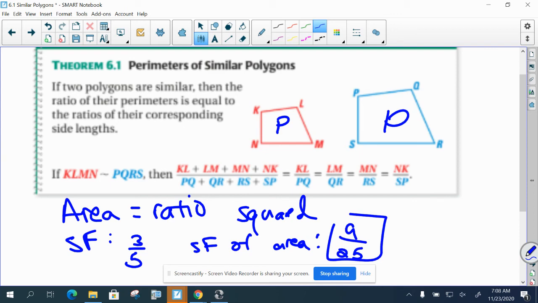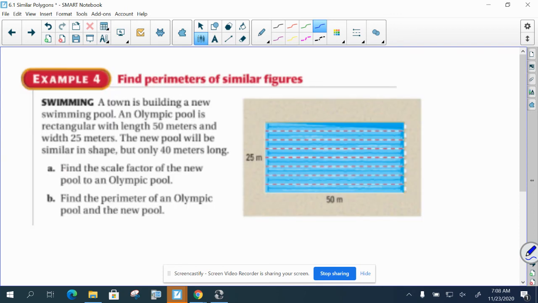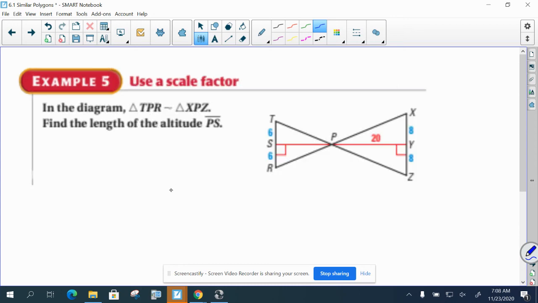So let's do a little example with that. Actually, I think we'll skip this one because this one is really too easy. Let's go ahead and look at this one. So find the length of the altitude PS. Here we've got two triangles and they're telling us that they're similar, TPR and XPZ. So I'm going to mark the corresponding side lengths or angles congruent.